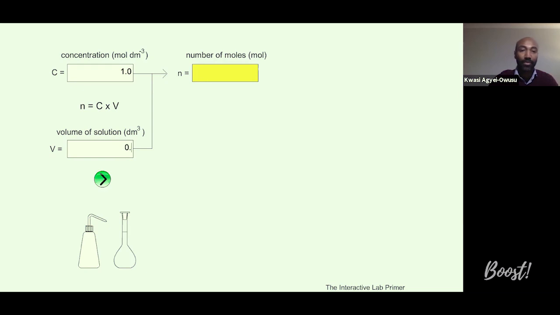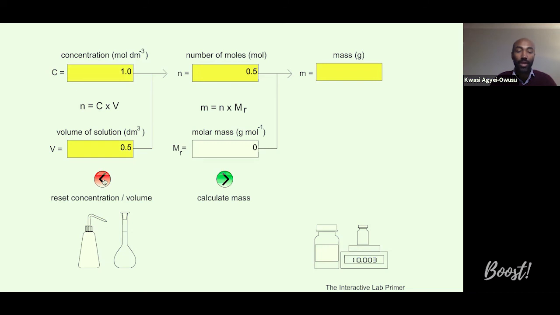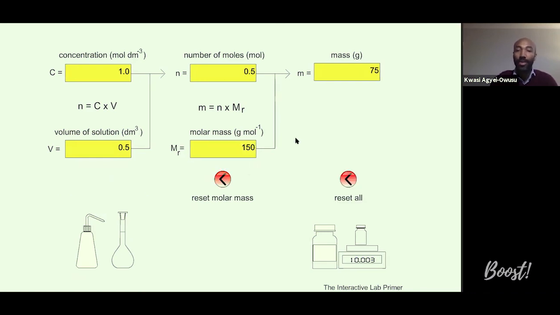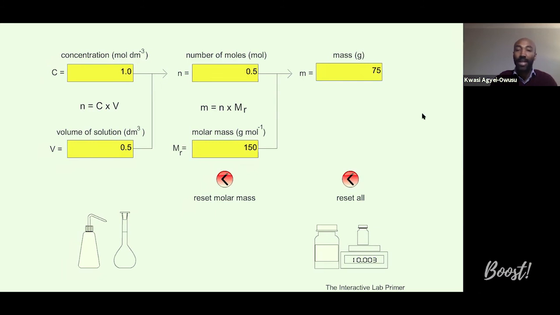Let's go for 0.5 decimeters cubed. And if we press the go button, it tells you how many moles are required, and you can also then work out what mass by putting in the MR of the solid in question. Okay, so we've got 0.5 moles, and if we arbitrarily choose an MR of, let's say, 150, and press go, we should then be able to see the mass calculated for us.